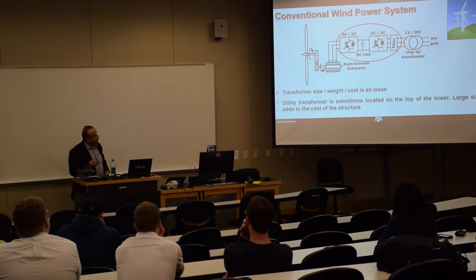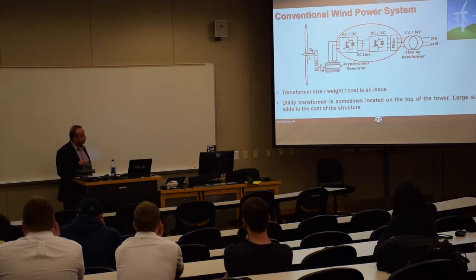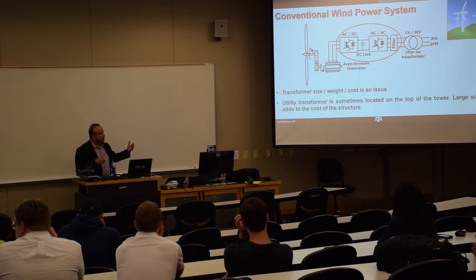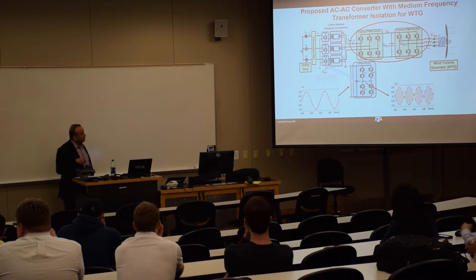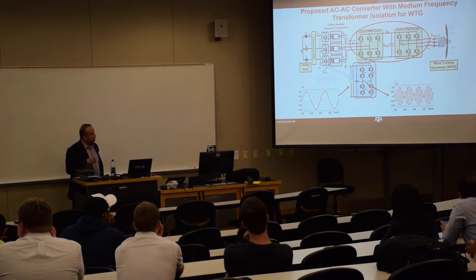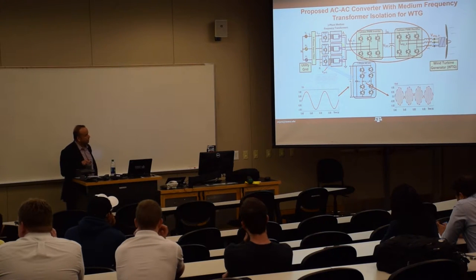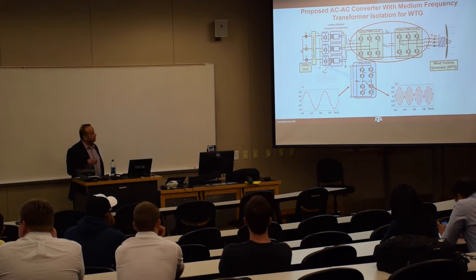So a conventional wind power system has, as you know, the double converter, then a DC link, and then a transformer. We already saw that sometimes the transformer is on the nacelle, sometimes it's on the bottom, and so on. So how do we actually work on that? Our concept is to change the primary side, shown as three single-phase units going through the AC-AC converter system, going through the transformer.